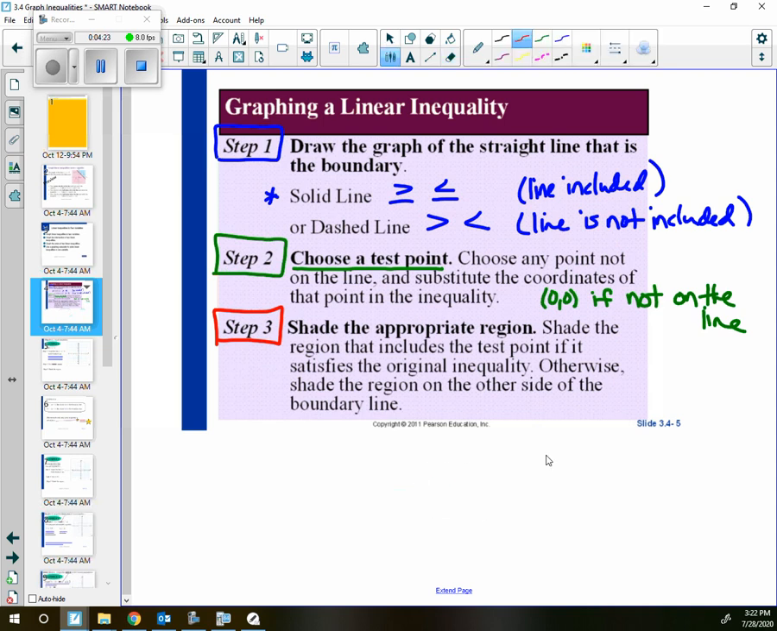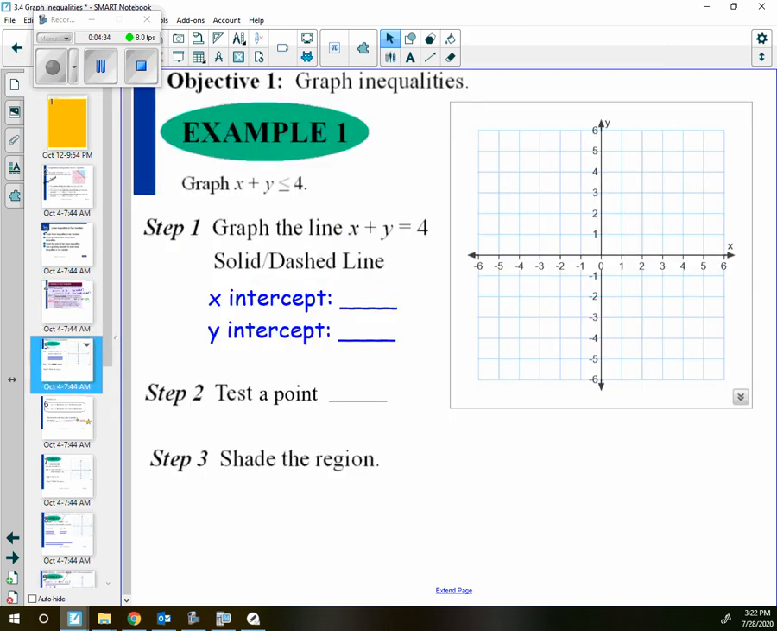We're going to be able to shade then what that region is. So if the point works there, great, shade in that direction. Even if the point doesn't work though, that just means you shade in the other direction. So we're going to be using what we know about graphing lines to be able to help us accomplish this.